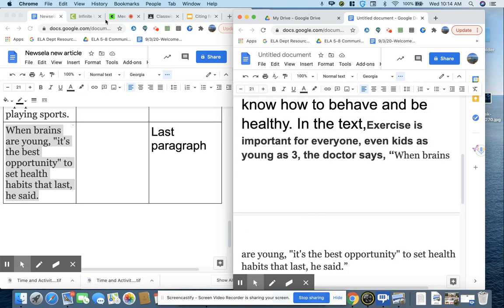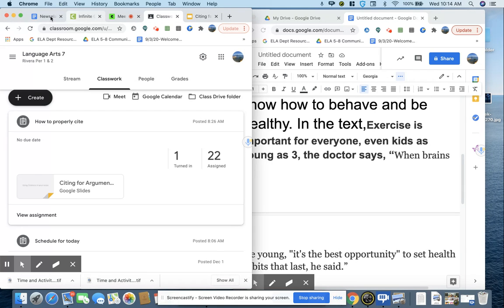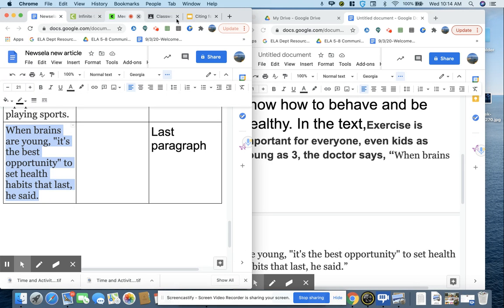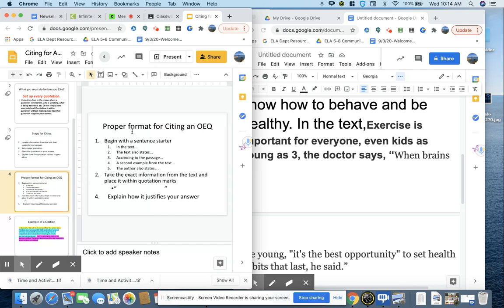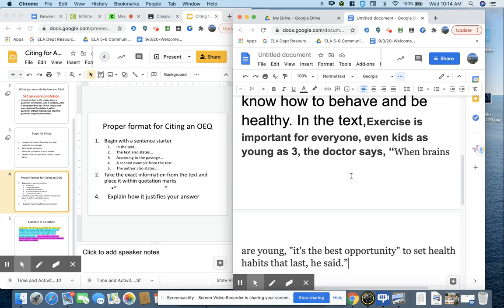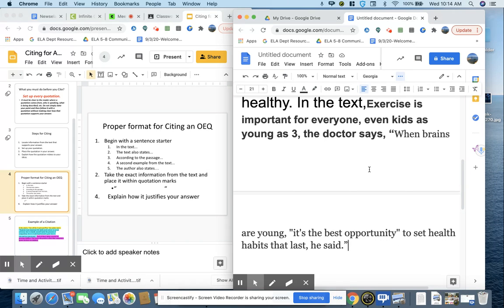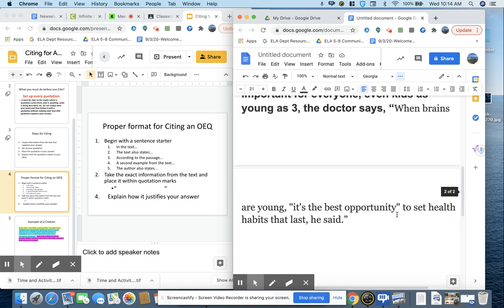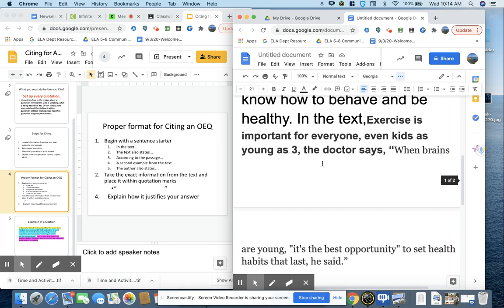So again, what did I do? Did I just delete it? No, I didn't. Yeah, I did. There it is. I used the sentence starter first, right? Then I put the actual words. Now the last part is explaining how this proves me right. So it says in the text, "Exercise is important for everyone, even kids as young as 3," the doctor says. "When brains are young, it's the best opportunity to set the health habits." Let me make this all look the same because it's driving me nuts now.